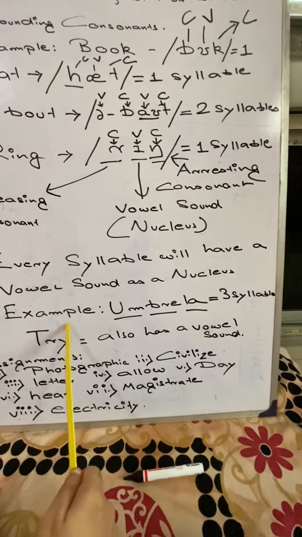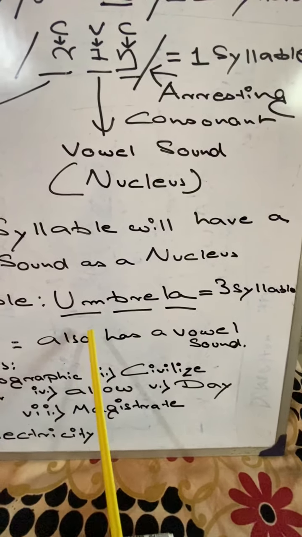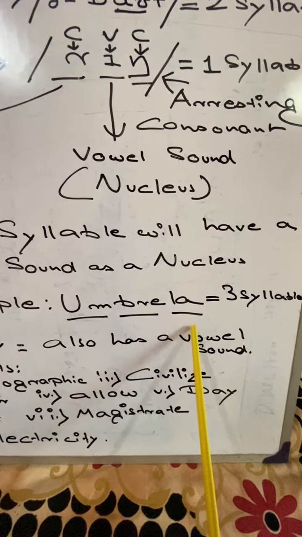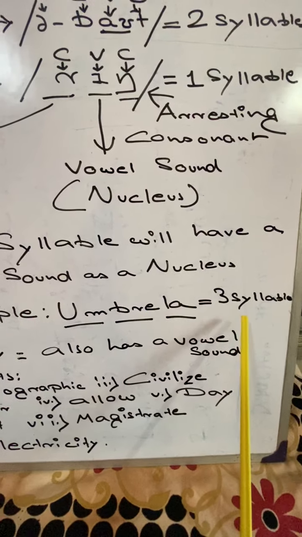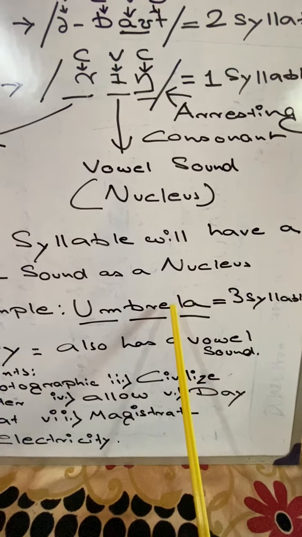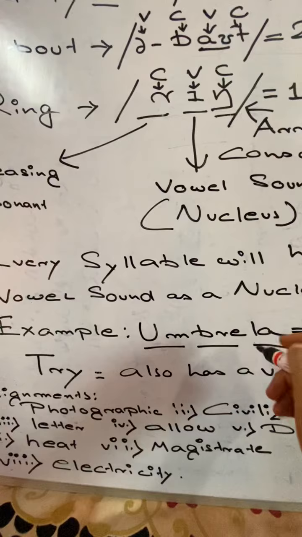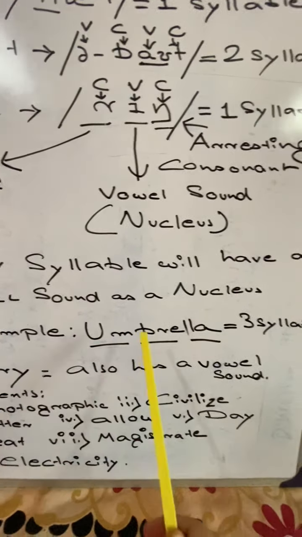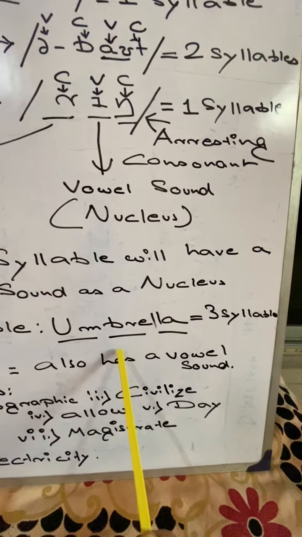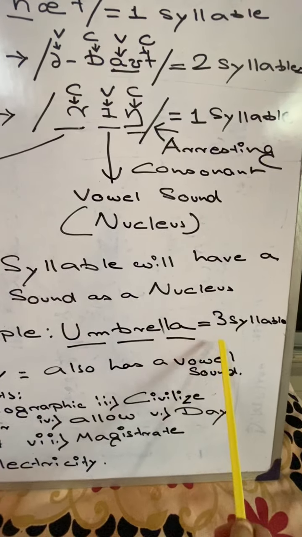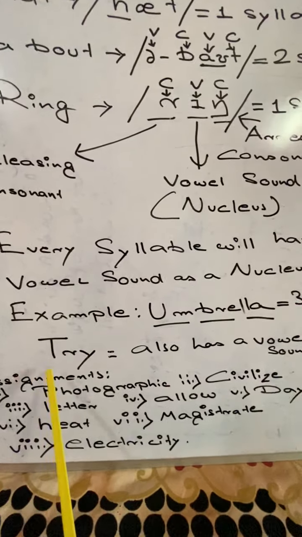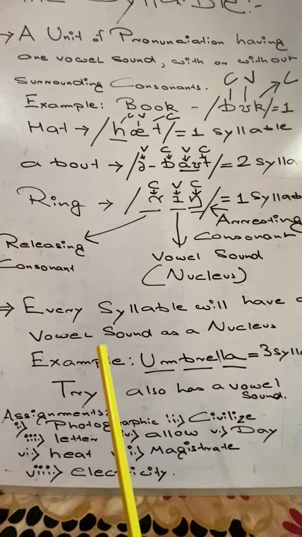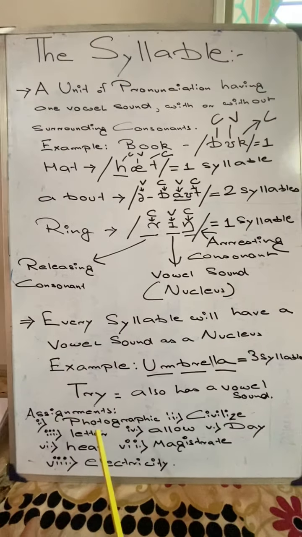Now consider the example of umbrella. How many syllables are there in umbrella? There are 3 syllables in the word umbrella, though there will be a double L by the way. Okay. Umbrella. So how many syllables are there? There are 3 syllables in umbrella. Similarly, in the word try, how many syllables are there? There is just 1 syllable.